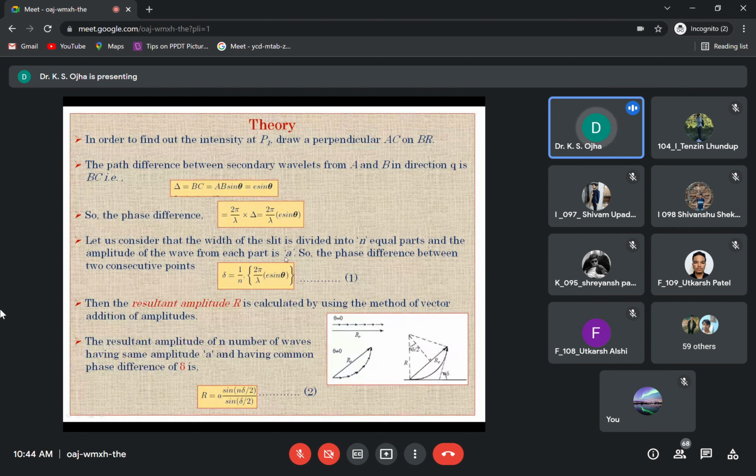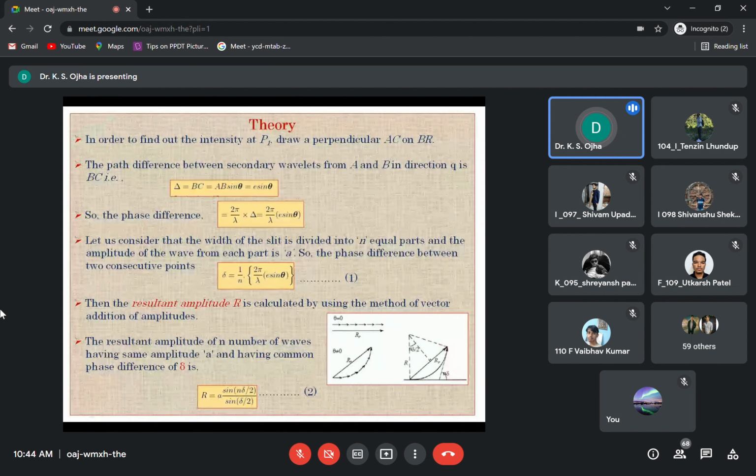So we have amplitude, we have phase difference. Now we will calculate the resultant of these n waves. When they superimpose on each other, what will be the resultant amplitude and resultant intensity? So to find the resultant amplitude, we will apply the vector addition method.